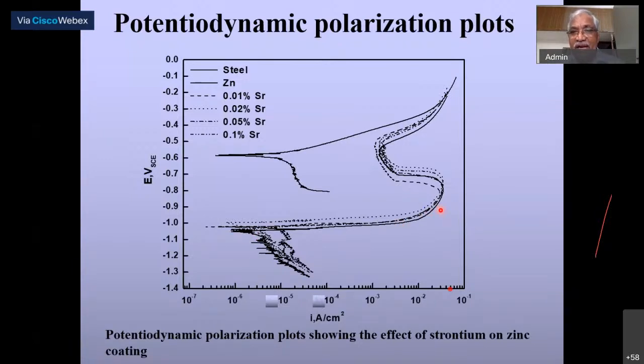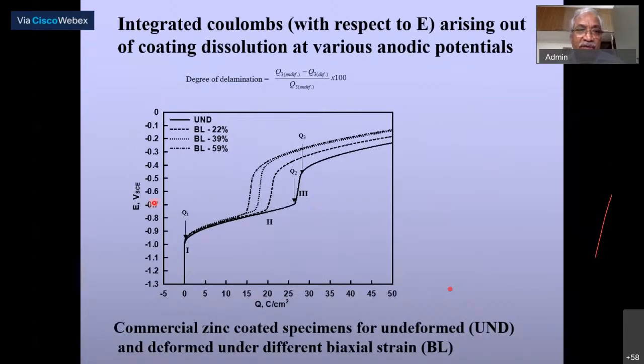You integrate the current, you get coulombs, the amount of current, that is, how much metal has dissolved. So that is the coulombs now. You just integrate the current from potential ECR. From ECR, you start integrating, and the Q value increases. What is Q? Q increasing means the amount of metal dissolving increases. It increases like this.